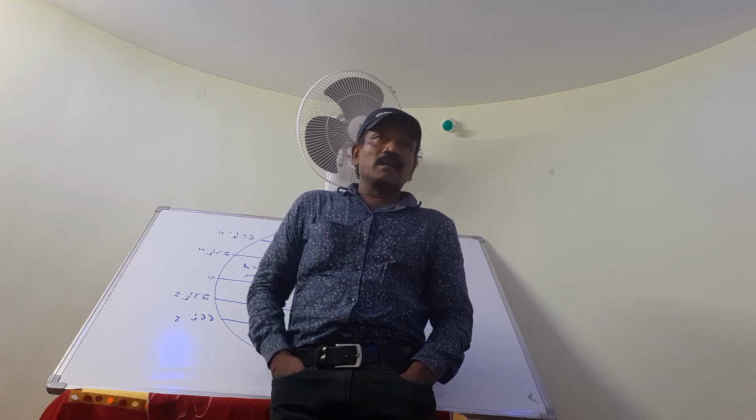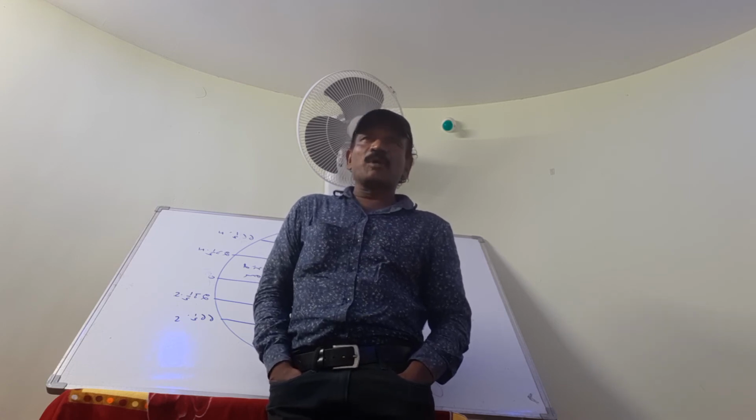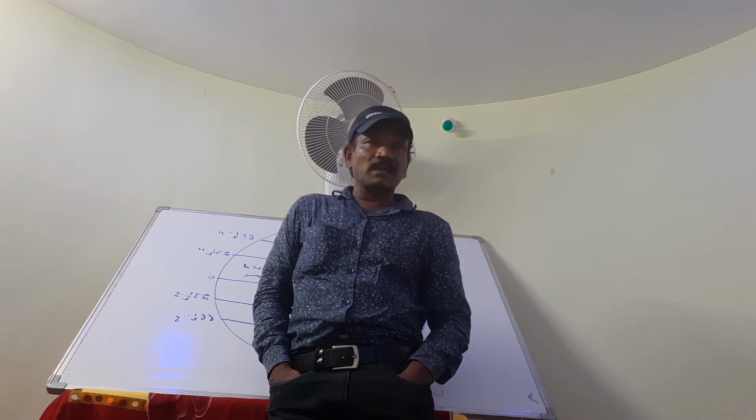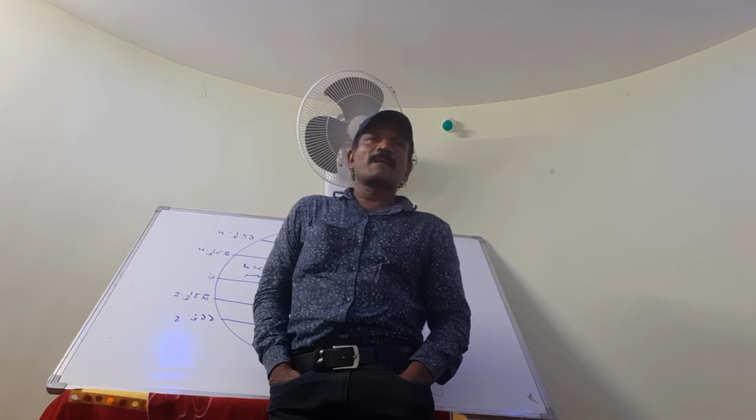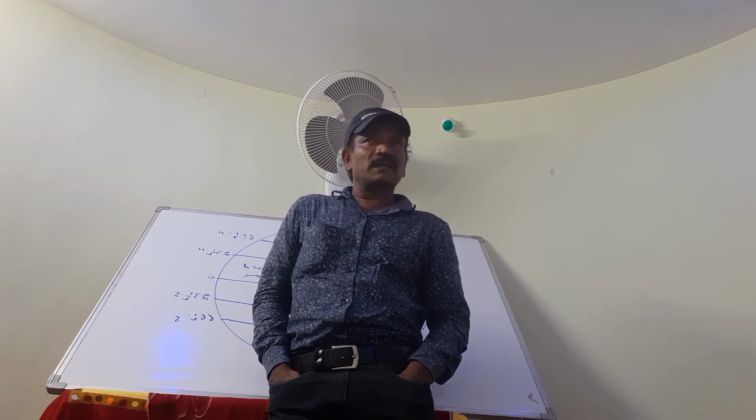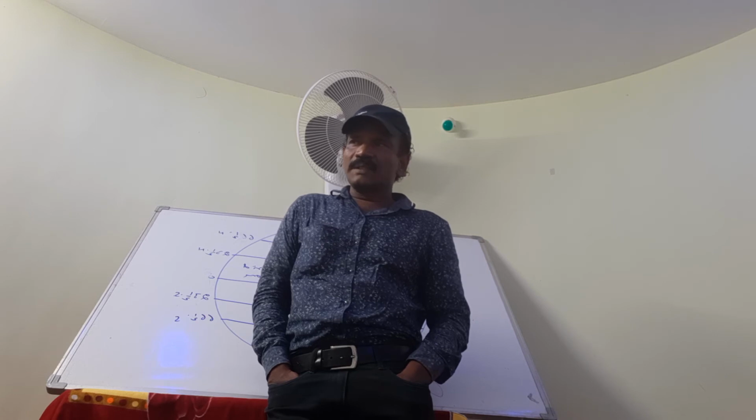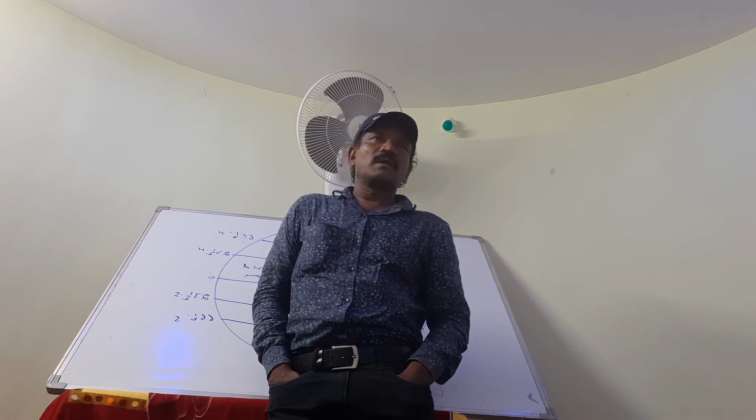The Grand Canyon is developed by the Colorado River in the Sonoran Desert. The area is 333,000 square kilometers. Length is 320 kilometers and depth is 2 kilometers. It's called Grand Canyon of the world.